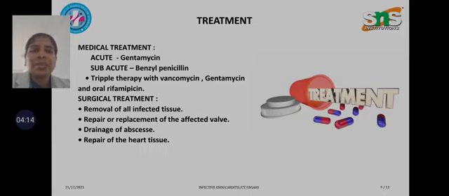And surgical treatment involves removal of all the infected tissue, repair or replacement of the infected valve, and drainage of abscess and repair of heart tissue. That is, removal of all the infected tissue involved, excision of the infected valve, that is, the native infected valve is removed and a prosthetic valve is placed instead. So repair and replacement of the affected valve means the infected valve is cut out or replaced. Drainage of abscess and repair of heart tissues are done.